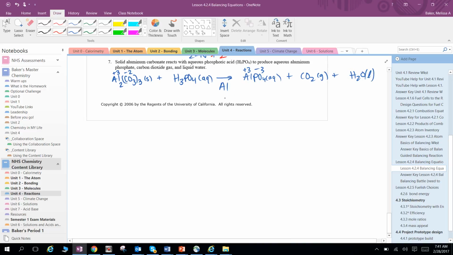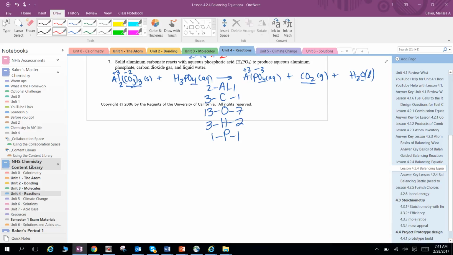So I've got a lot of atoms here, and unfortunately for me, the carbonate does not stay together. CO3 on the left, CO2 on the right. So I've got to treat the carbons and oxygens separately. 2 aluminums on the left, 1 on the right. 3 carbons on the left, 1 on the right. 9 oxygens here plus another 4, 13 oxygens. And then 4, 5, 6, 7 oxygens on the right. 3 hydrogens on the left, 2 on the right, and 1 phosphorus on each side.